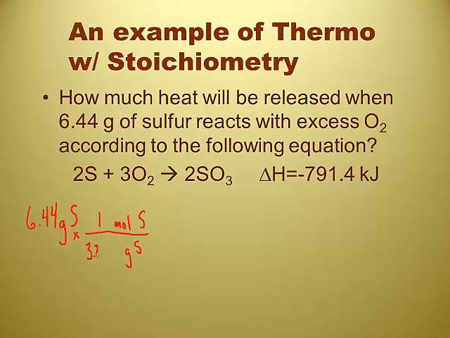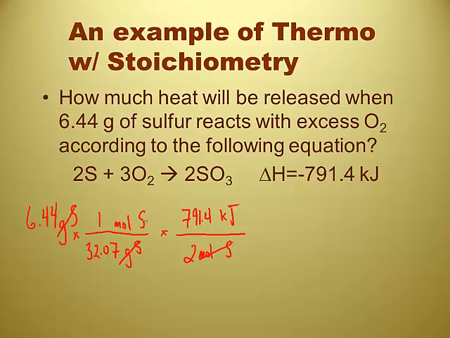is 32.07 grams, the molar mass of sulfur. So we've just converted from mass to moles. We're used to that. Grams are canceled, moles are still here. Now that I'm in moles of sulfur, I can see that 2 moles of sulfur make 791.4 kilojoules, right? So I'm going to put 2 moles of sulfur on the bottom and 791.4 kilojoules.